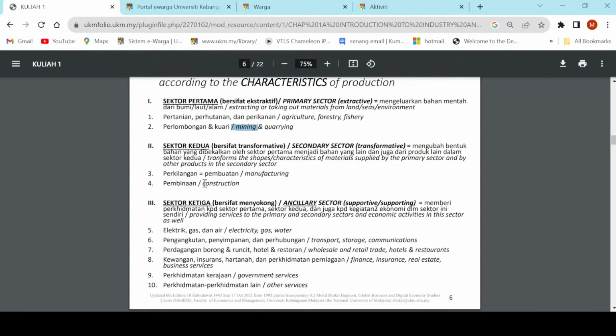You have to know extractive, transformative, and third, we have ancillary sector or tertiary sector. I should write tertiary. The nature or characteristics of production here is supportive. They support, they give support.